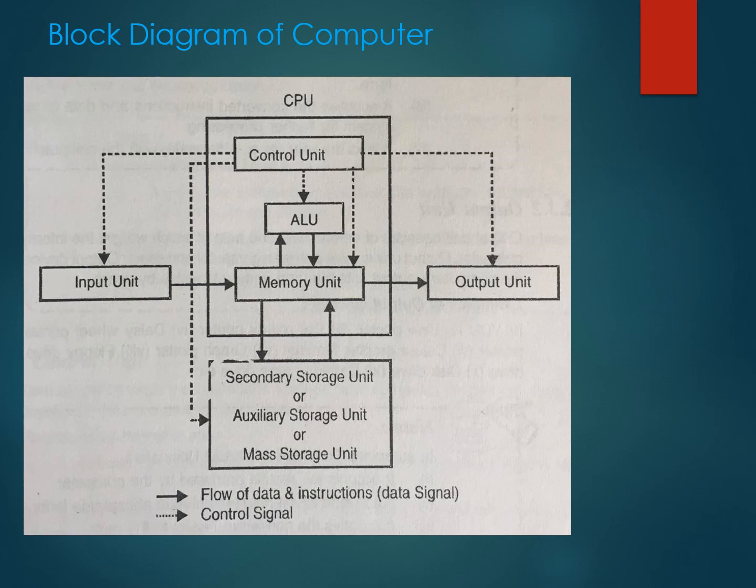Memory is of two types, primary memory and secondary memory. Primary memory resides within the CPU, whereas secondary memory is external to it. Control unit, arithmetic and logical unit, and memory are together called the central processing unit or CPU.